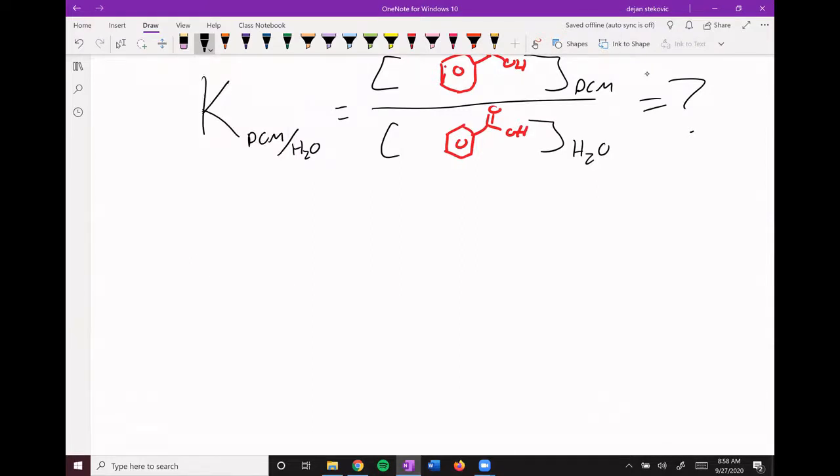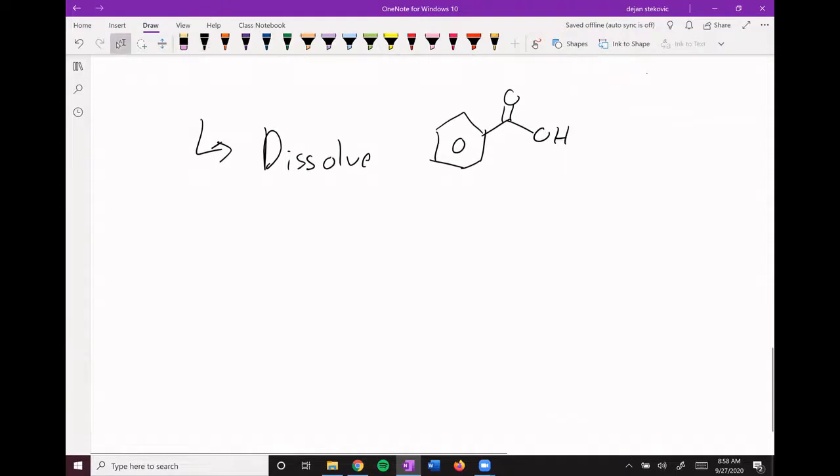And so the steps for this lab are relatively simple. We're just going to take some benzoic acid and dissolve it in one of our mixtures, in our water-DCM layers, mix them up real good. And then after that, we're going to extract one layer.